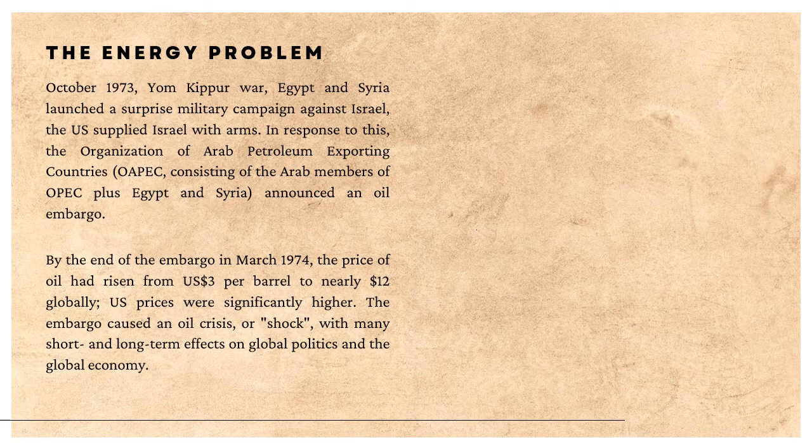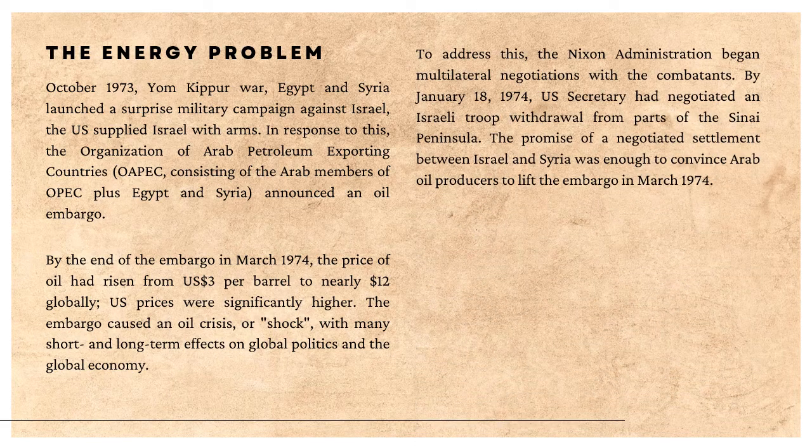The crisis had a major impact on international relations and created a rift with NATO. Some European nations and Japan sought to dissociate themselves from United States foreign policy in the Middle East to avoid being targeted by the boycott. To address this, the Nixon administration began multilateral negotiations with the combatants. By January 18, 1974, the US Secretary had negotiated an Israeli troop withdrawal from parts of the Sinai Peninsula, the place where the war was happening.